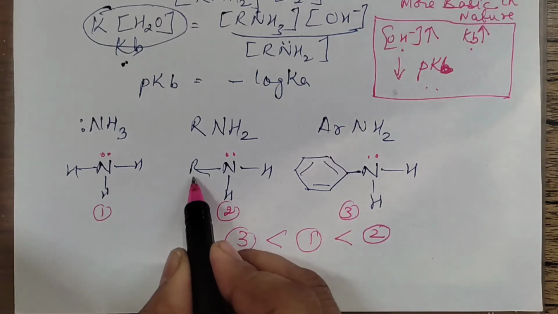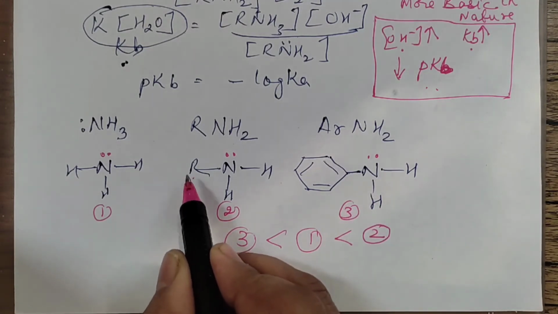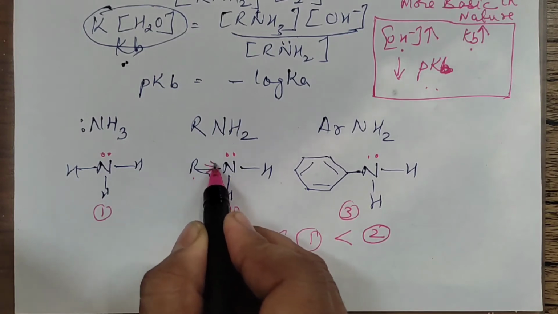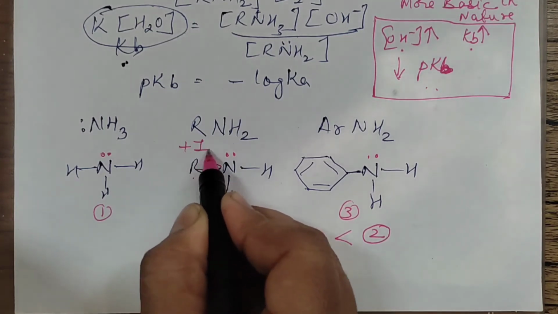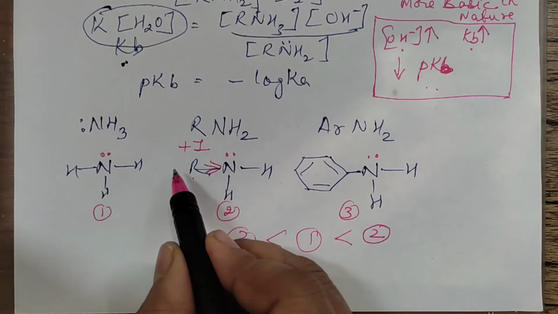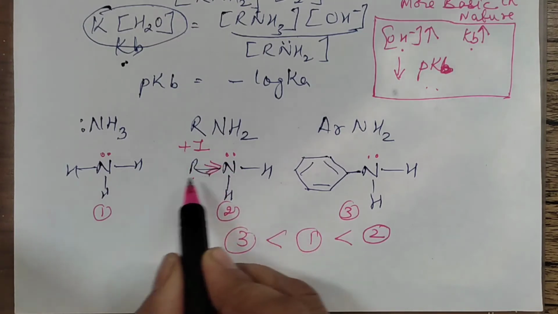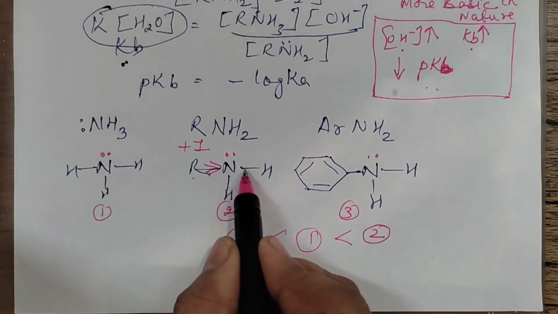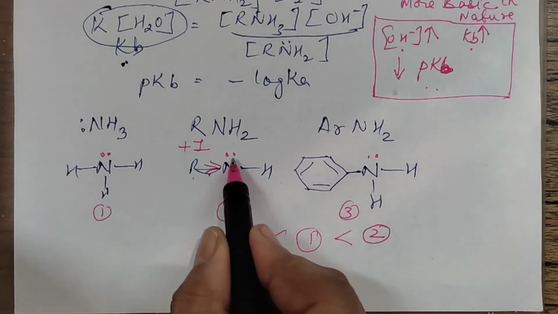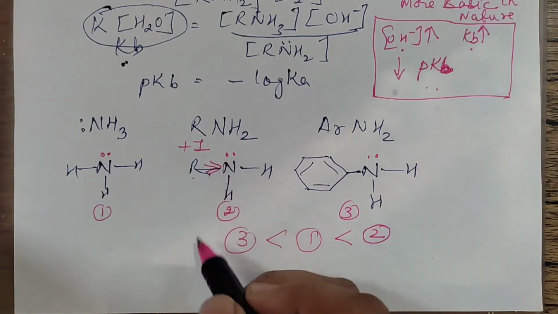Reason? In this, there is an alkyl group. Alkyl group means there is an inductive effect. There is a positive I effect, plus I effect. So due to the positive inductive effect, it is going to push electrons more towards nitrogen. The more the electrons towards nitrogen, the more the electron density, the more basic it is.